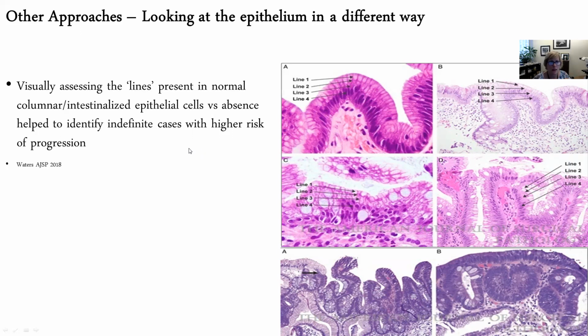And their group felt that if you could find cases with absence of these 4 lines, it helped to identify cases with higher risk of progression. So again, does it help with the actual diagnosis? Maybe, maybe not, but at least it identifies cases that are higher risk for progression, which is clinically useful.